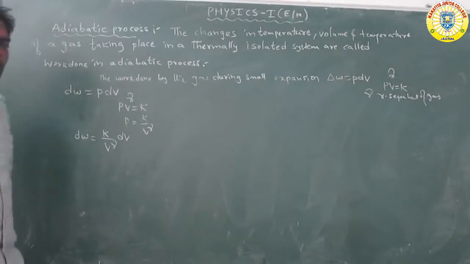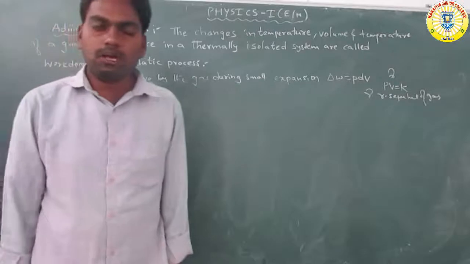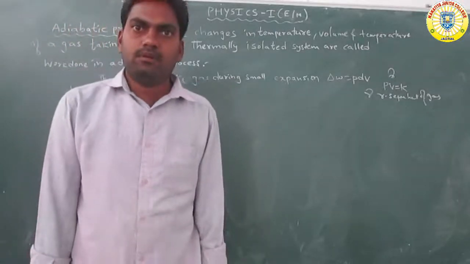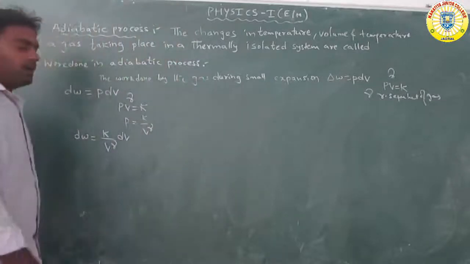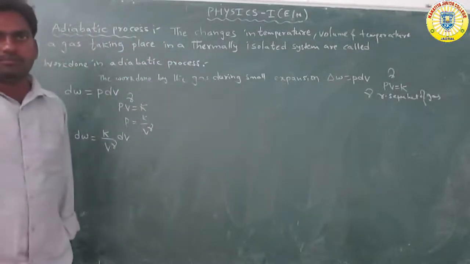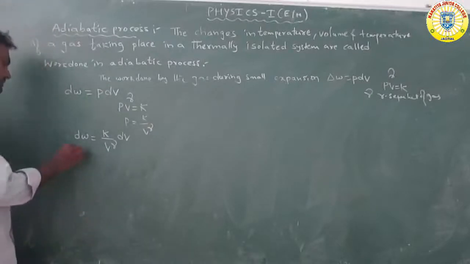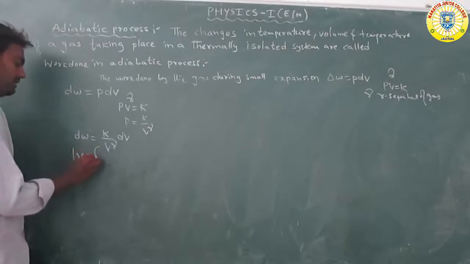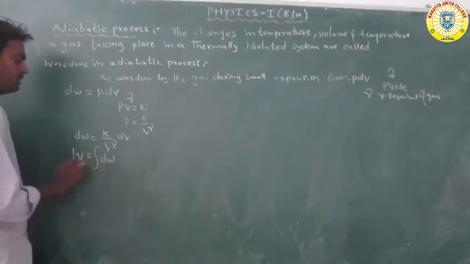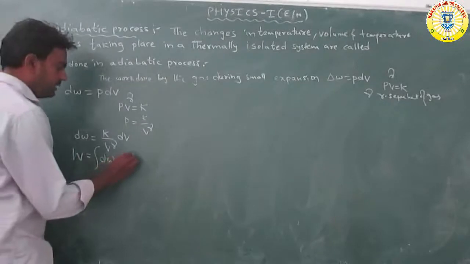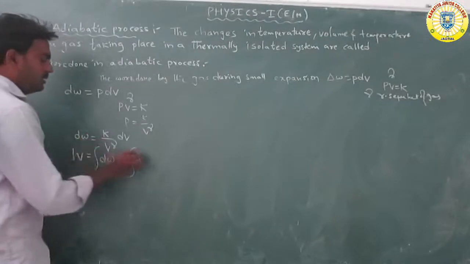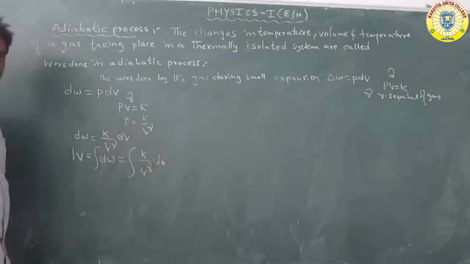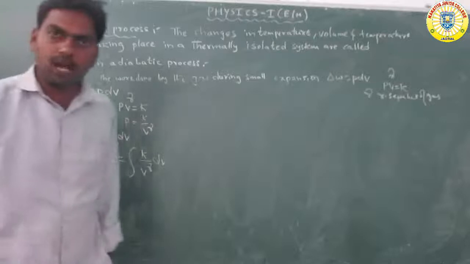Now we take the total expansion, which gives the total work done during the total expansion. Taking integration on both sides, the integral of dW is equal to W, and dW is equal to K by V to the power of gamma dV.